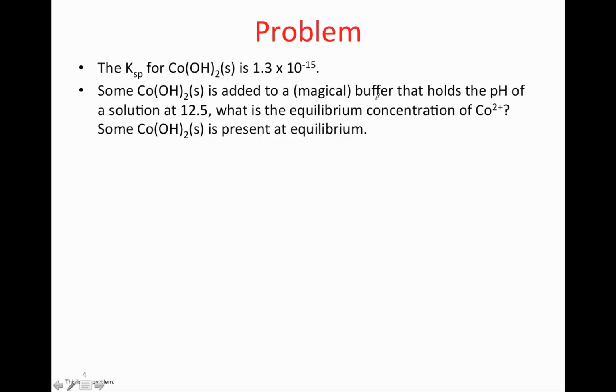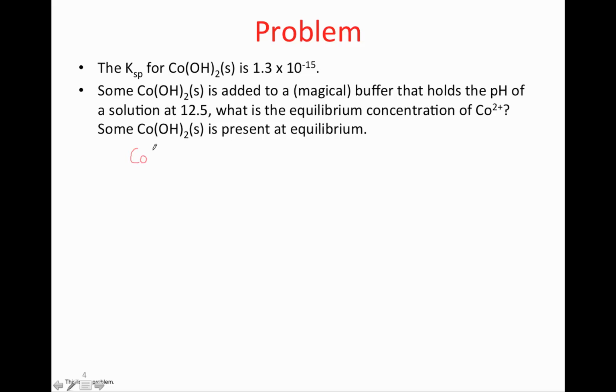A buffer doesn't really hold the pH of a solution constant, but we're going to assume we have this magical buffer. So when you come back and say, but wait, how did you know that the pH stayed constant? The answer is it's magic. I have this ability to hold the pH of the solution constant, but we're going to see what happens as a result. So in any case, I add some of this salt into a solution. pH is 12.5, and it's held there, and the question is, what's the concentration of the cobalt 2 plus at equilibrium? And so let's do what we've done before.